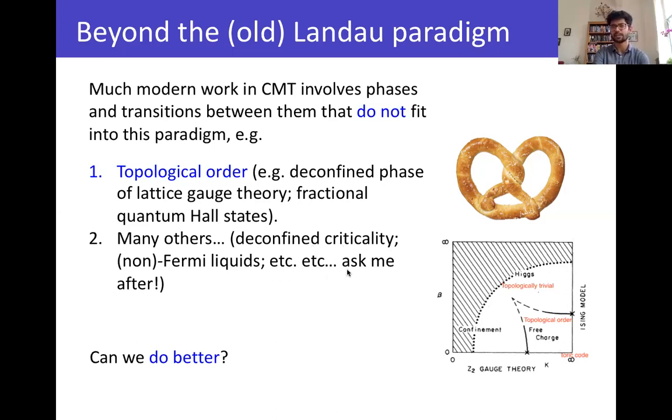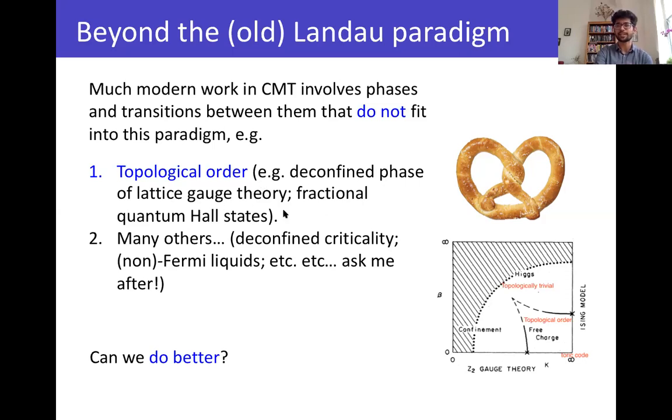Something called deconfined quantum criticality, that is a phase transition between two different phases that have local order parameters, but you break different symmetries on either side in some correlated way. Non-Fermi liquids also are different phases of matter that are not obviously classified by symmetries, and so forth. And if you're interested, please ask me after the talk. I can talk about this for a while. But in this talk, I'm going to mostly focus on topological order, okay?